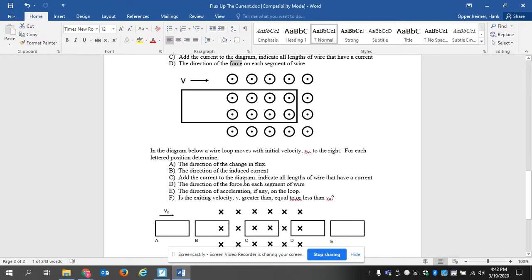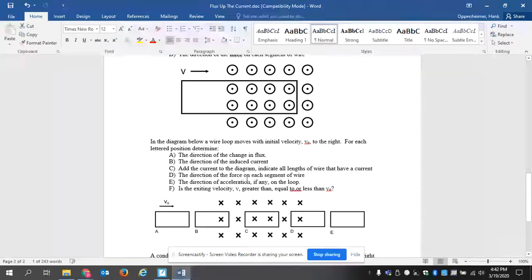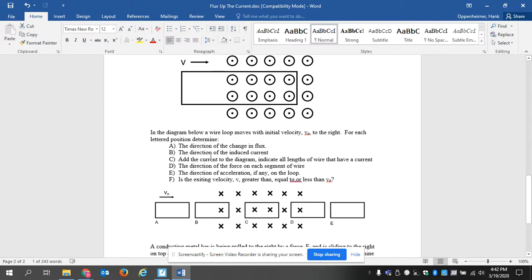Alrighty, so here we are back with looking at these problems. And let's move on to this one.